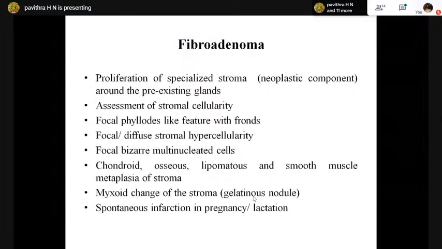So in fibroadenoma, there will be no atypia. Where will you look for atypia? Not in the epithelium, but in the stroma. So there will be no stromal atypia. That will not be seen in the fibroadenoma, which is seen in the phyllodes. Mitosis is absent, and you don't see any malignant heterologous elements in fibroadenoma.